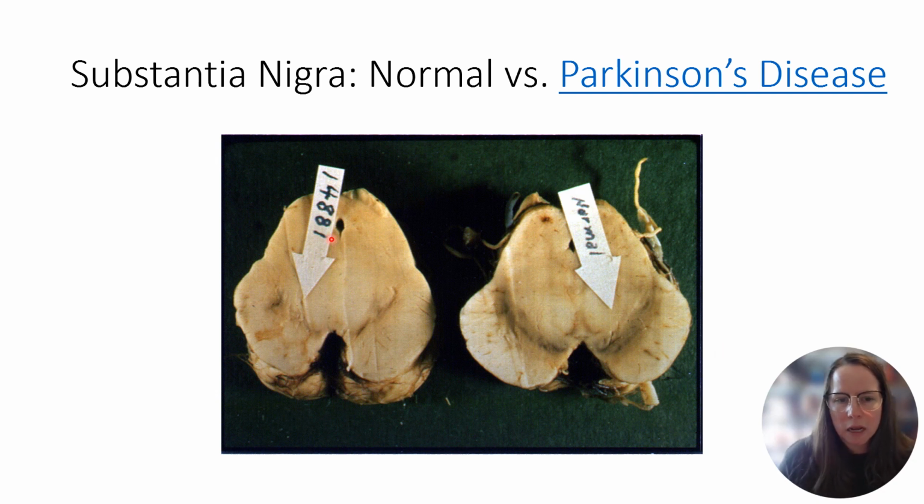Here is a cross-section of a person with Parkinson's disease. This is their midbrain, and this is somebody that has a normal brain. They don't have Parkinson's disease. If you look, here is the substantia nigra, very darkly pigmented. The person that does not have that much pigmentation, it's almost gone. This person has Parkinson's disease.